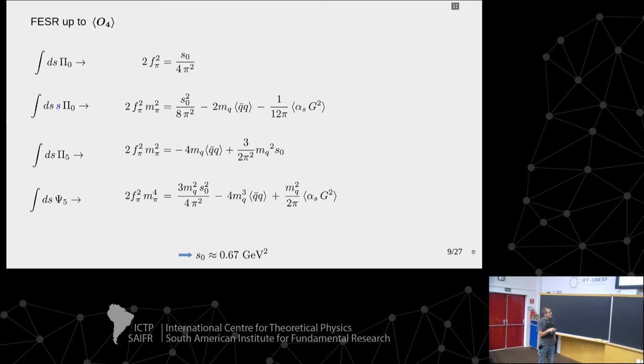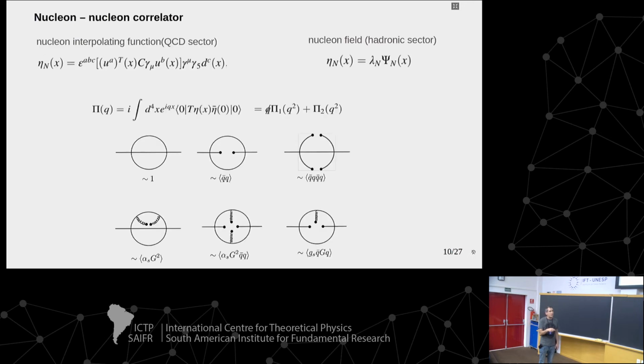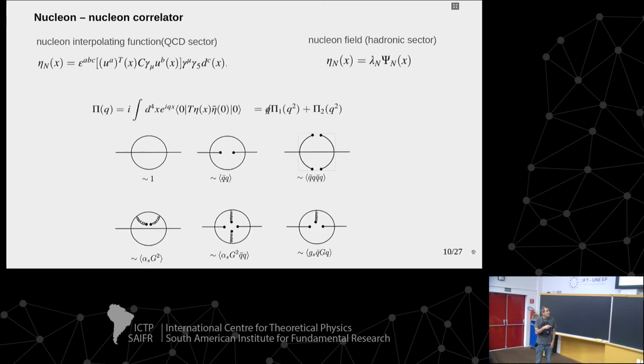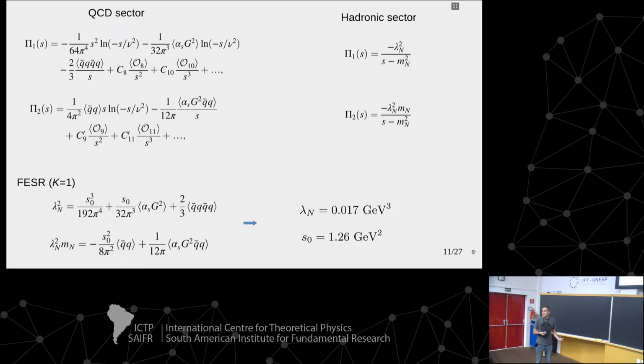Actually, I do not include the result of these channels. The chiral condensate and the gluon condensate are well known from other channels, calculated more precisely. In this case, only nucleons.